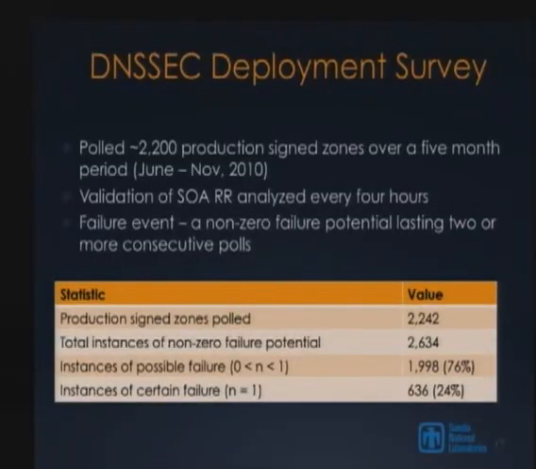Okay, so what we found was total instances of non-zero failure potential. There were 2,634. Now, 76% of these were instances of what I call possible failure, where you had some chance between 0 and 1, some fractional possibility. And then the instances of certain failure, where it didn't matter which server you queried, you were going to get a bogus result, were the remaining 24% of those instances that we saw.